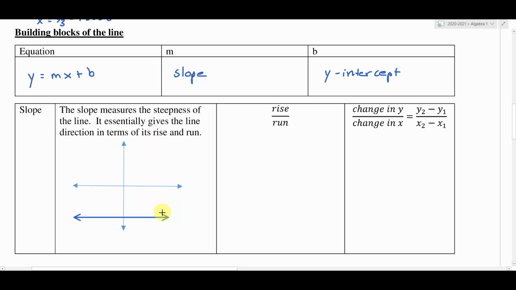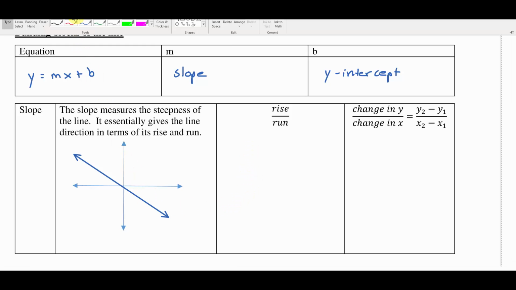Also, if we had a negative slope, we would see something like this. Rather than going uphill, like I was going before, now I'm going downhill. So I'm walking down the hill. So this would be a slope that is negative. So slope can take on many different forms, but essentially what we look for is this thing called rise over run, and this tells us how steep our line is.